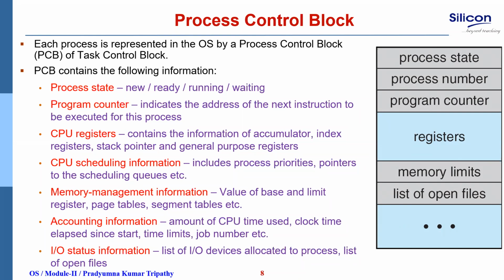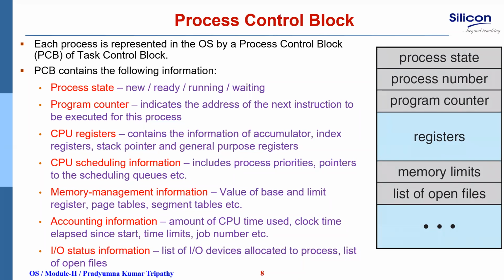The memory management information, like the value of the base and limit registers, the page table, the segment table, etc., is also kept. A process is kept somewhere in memory. What is the starting address? What is the limit of that process? How much memory has it taken? If it uses a page table or segment table, what is the address of the page table or segment table? Those are kept here.